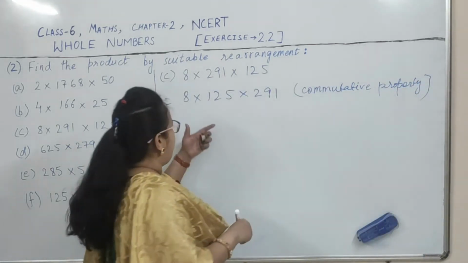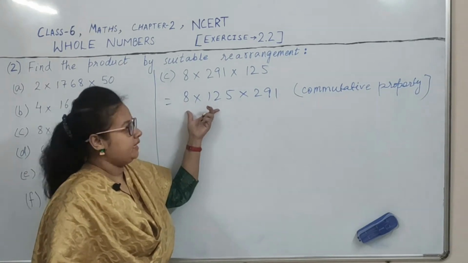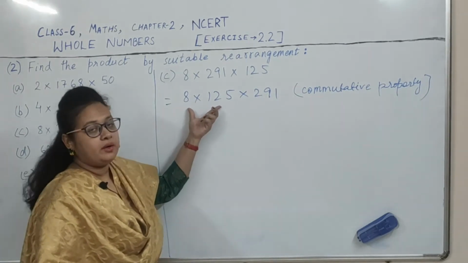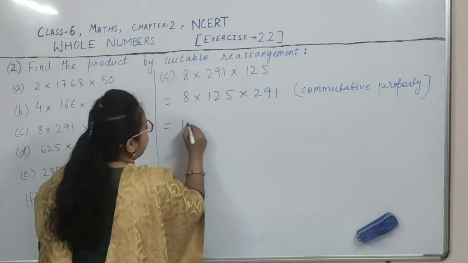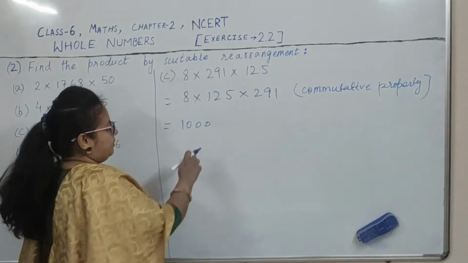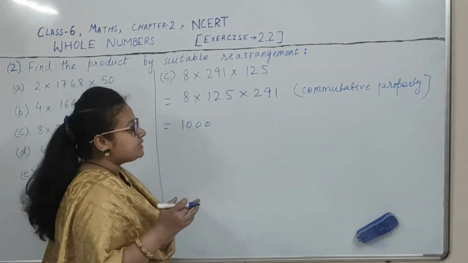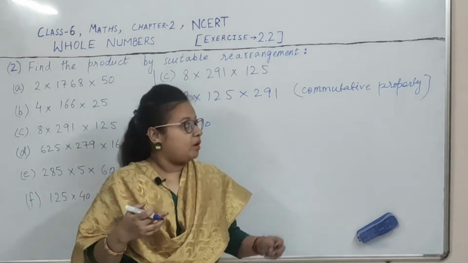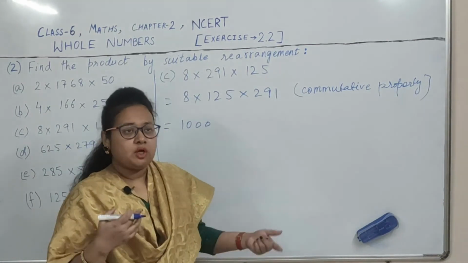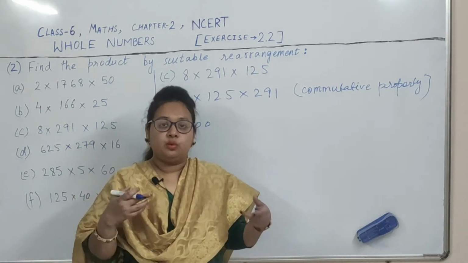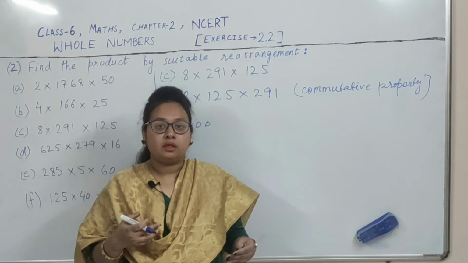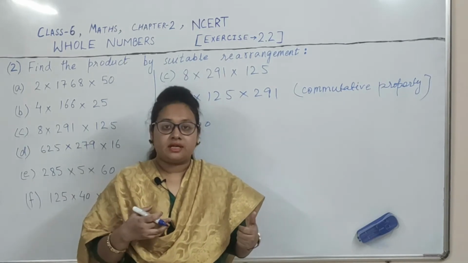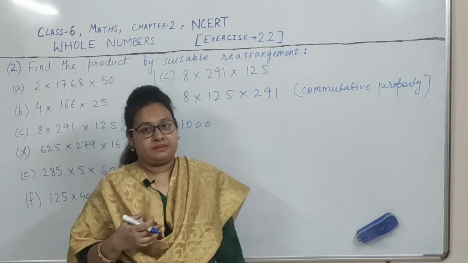But why have we used this property? Because 8 into 125 is a very easy number. It is 1000. We have to remember all these things. Without remembering, it will not be easy. Because we remember the tables, 2's table, 3 table, 4 table, all the tables we have learnt by heart. So it is easy for us to do many problems like this.